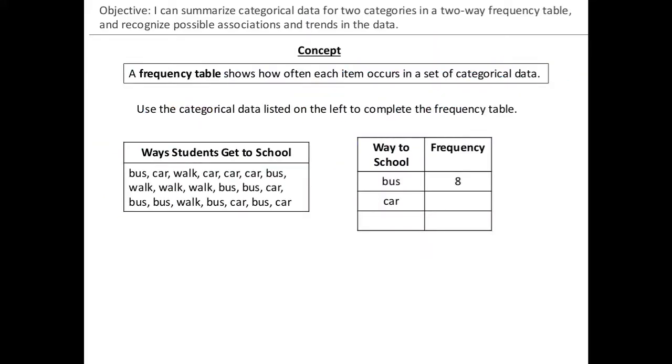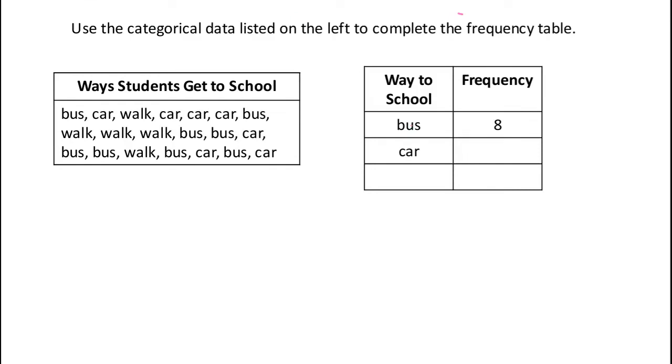Now let's talk about what's a frequency table. A frequency table shows how often each item occurs in a set of categorical data. So now we're going to attach a frequency, which, yes, that's a number, but the actual category is not a number. But now a frequency table, frequency basically means how often something occurs, okay? So in this example, it says, use the categorical data listed on the left to complete the frequency table. So my data here says, this is the ways students get to school.